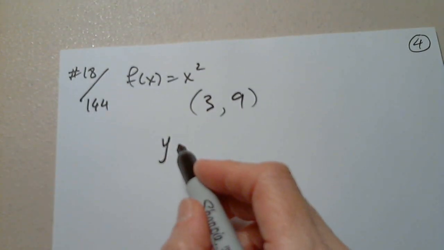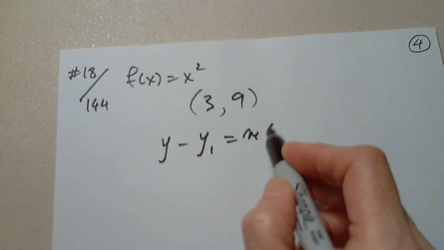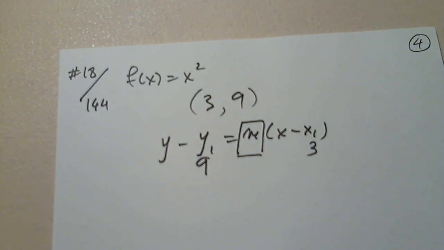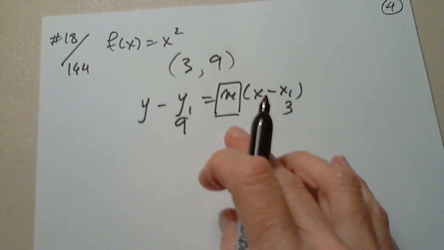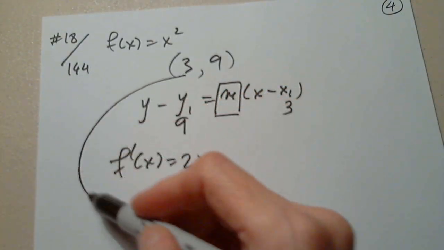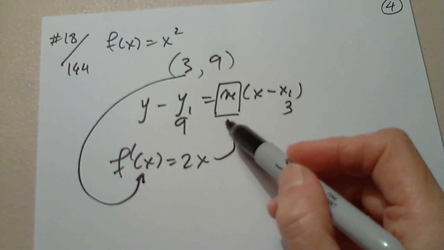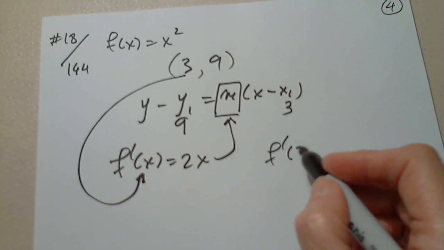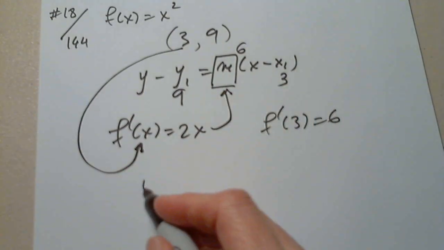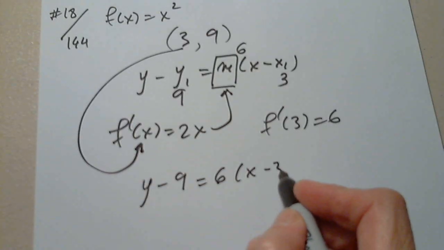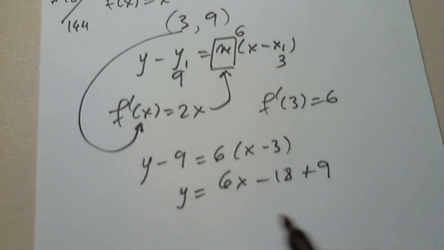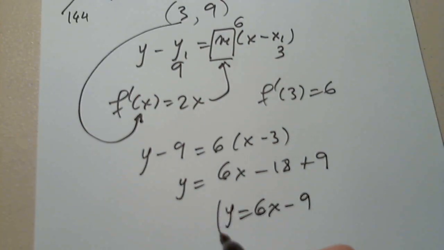So remember, the equation of a line is y minus y1 equals the slope times x minus x1, where I have 3 and 9. What I don't have is the slope of the tangent line. But that's very easy because I need to find f prime of x, which is 2x, and I need to plug in 3 in it. And that will be the slope that I need. So f prime of 3 is 6. So the slope is 6. And I have to solve for y. So y minus 9 equals 6x minus 3, 6x minus 18, and plus 9. So then y equals 6x minus 9.